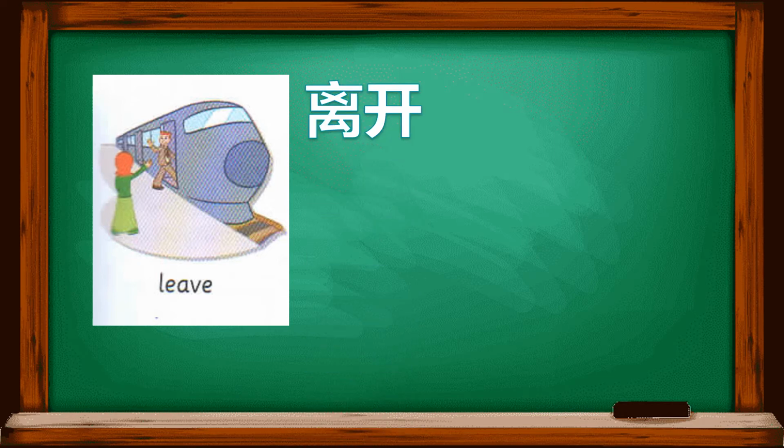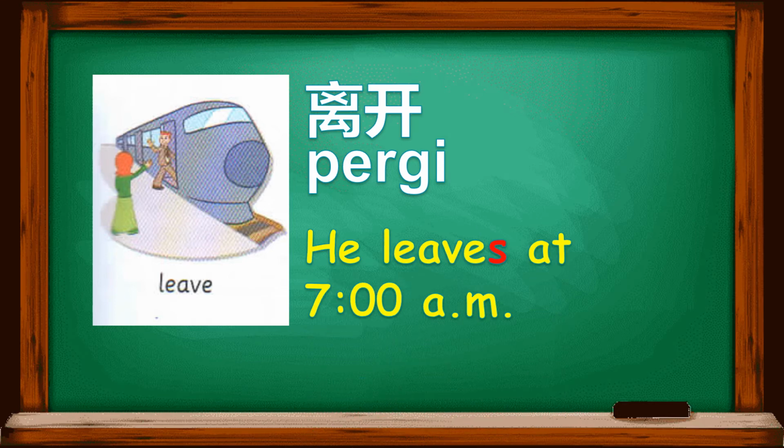Leave. Leave. Leave. Pergi. For example, he leaves at 7 a.m. Kalau guna he, kata kerja kamu perlu tambah s. Okay, cause he only one person. One person, your verb, your action word, have to plus S. So, he leaves at 7 a.m.